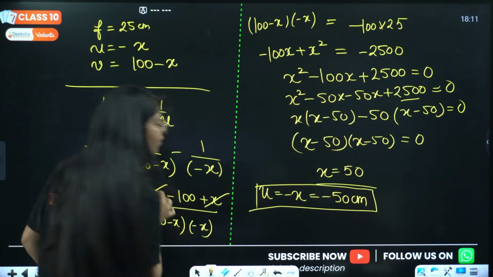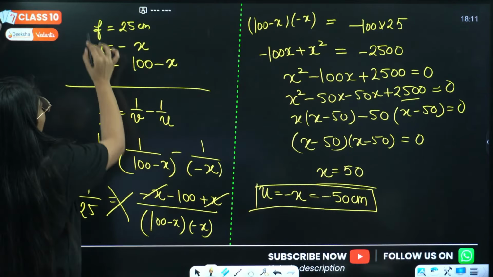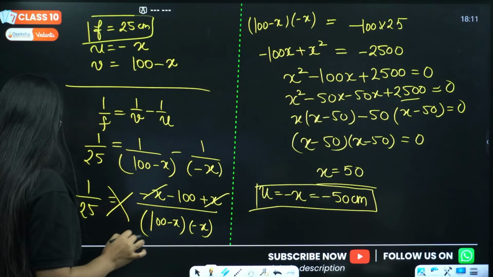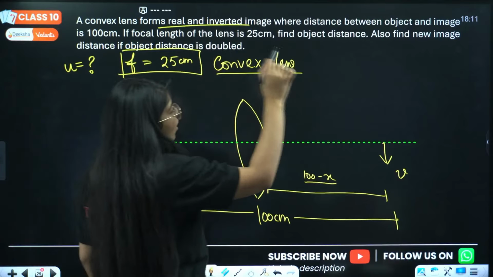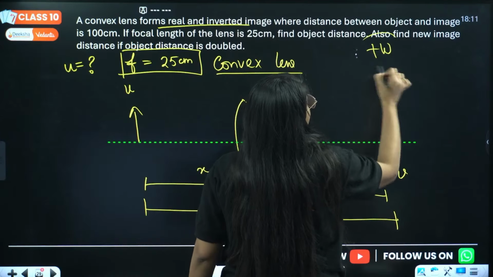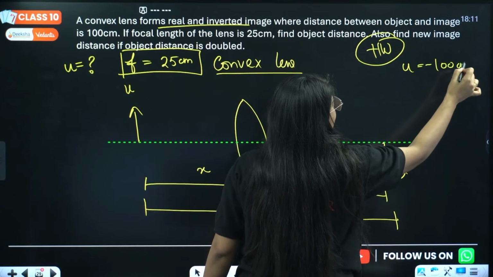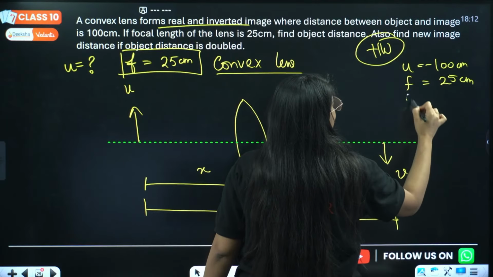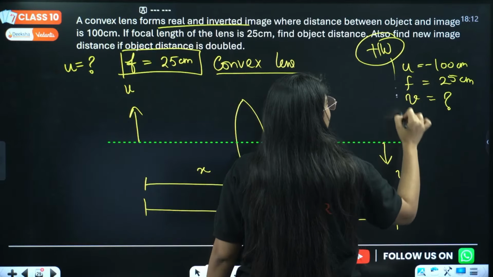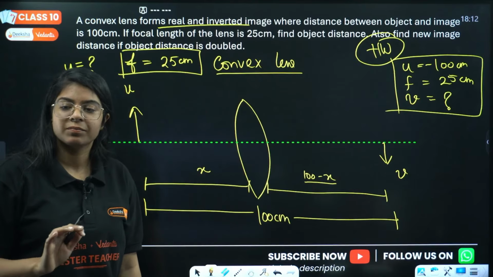And we had to find the object distance. See, now focal length remains the same. They have asked us, what if the object distance doubles? So you have to solve that as a homework. If the object distance doubles, that means minus 100 centimeter. F is 25 centimeter, that is given. You just have to find the V. Okay, very easy. Just put the values in the formula and you'll get the answer. Fine.